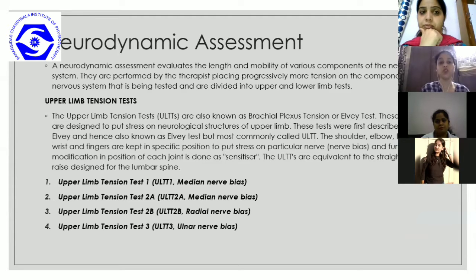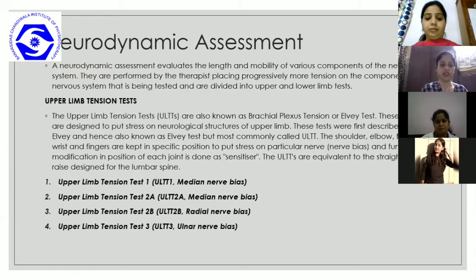So neurodynamic assessment. Why is neurodynamic assessment required? It is required to evaluate the length and mobility of various nervous components. These are usually performed by therapists, and the main reason they are performed is to check for entrapment in cervical neuropathies and other neuropathies.